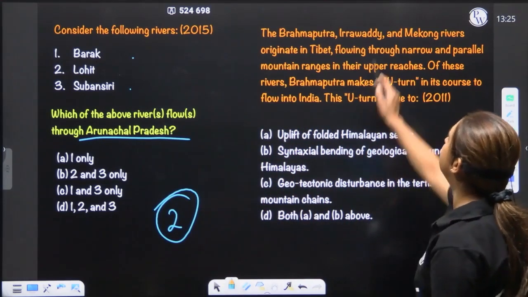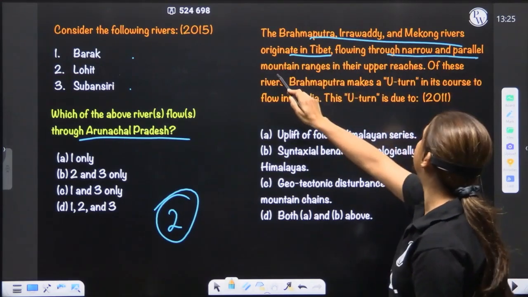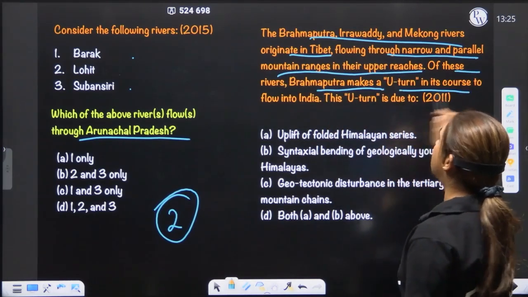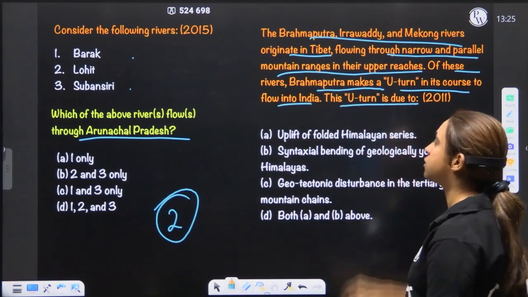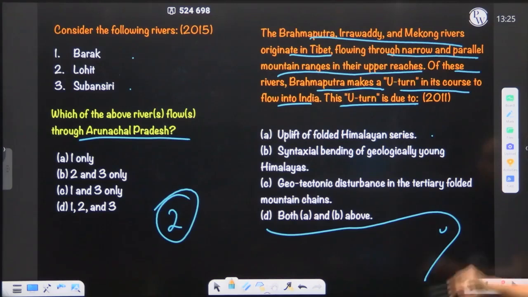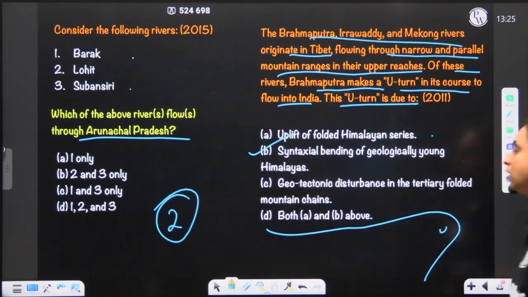The Brahmaputra, Irrawaddy and Mekong rivers originate in Tibet. They flow through narrow and parallel mountain ranges in the upper reaches. Out of these rivers, Brahmaputra makes a U-turn on its course. This U-turn, we've seen, is how Brahmaputra is taking a U-turn. Why does it take a U-turn? There is upliftment of the Himalayan series. There is synclinal bending of the geologically young Himalayas. There is geological tectonic disturbance in the tertiary fold mountains, both A and B above. The answer would be synclinal bending of the geologically young Himalayas.